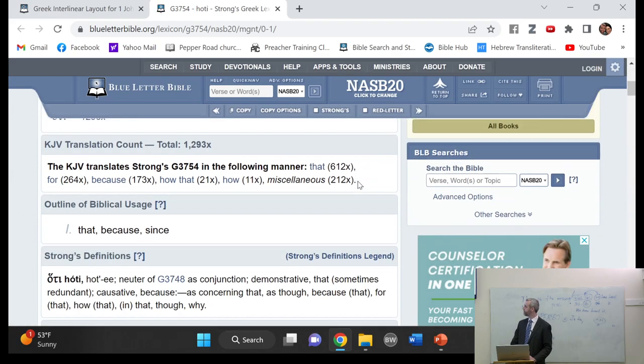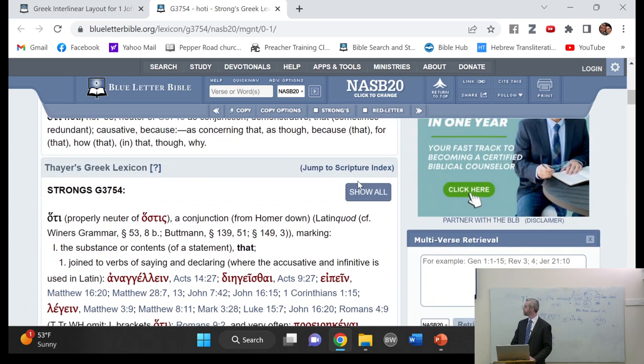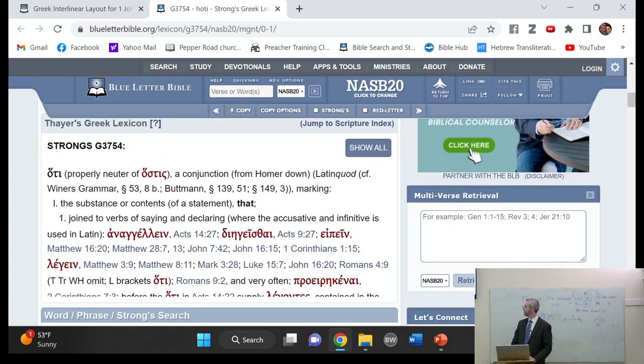It is a conjunction, but let me drop down here. Notice that it can be the substance of content, that. So like we would use that for indirect speech, we would say, he said that he is the Christ. Now, you could reframe that in English and say, he said, quotation marks, I am the Christ. So you give the direct speech versus when you shift it to indirect, you say, he said that he is the Christ. And now you go to the third person. So you're telling your perspective on it. So hoti can be that way.